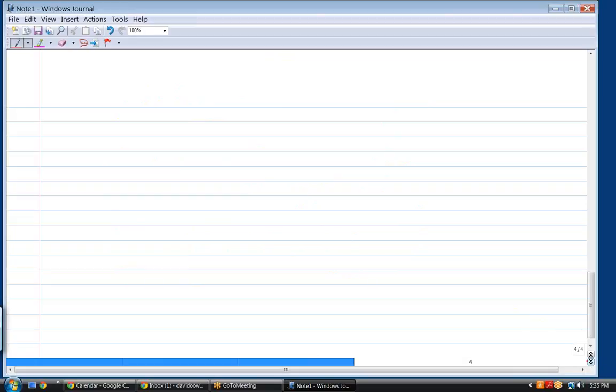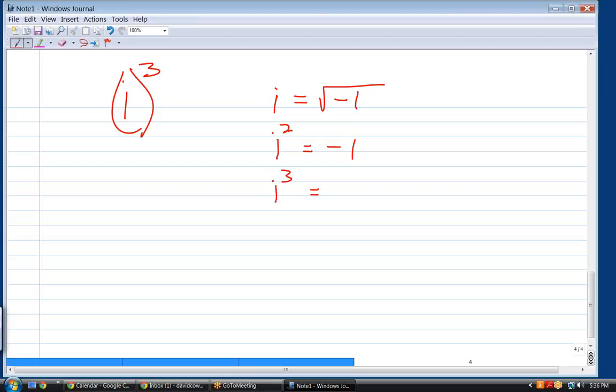This next one just says i cubed. Let's talk about each of these, because this is going to come up also. i squared is equal to what? -1. i cubed is equal to what? It's equal to i squared times i, right? So i cubed is the same as negative i.